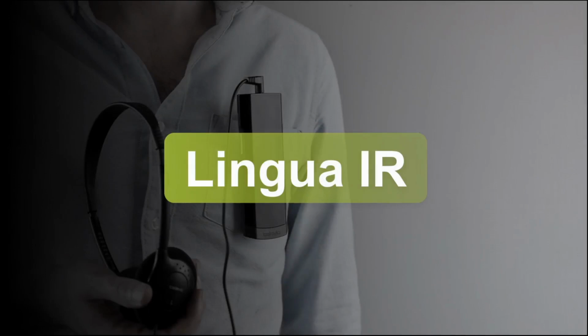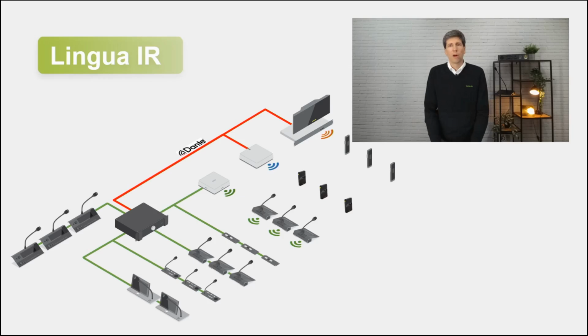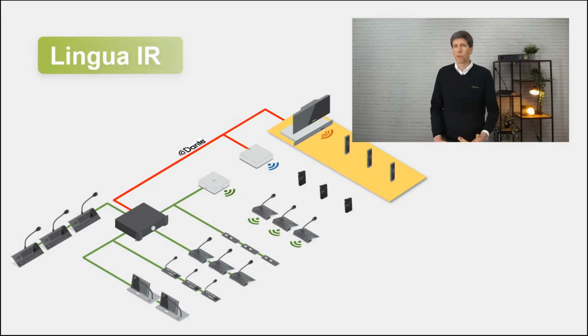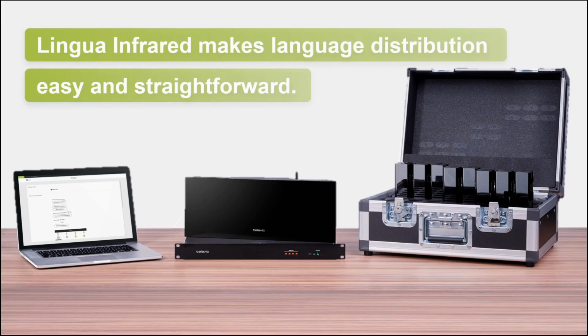All right, so this brings us to another way of doing language distribution, and this is Lingua infrared. Lingua infrared can also be connected through Dante with our central unit. It makes it easy for participants to receive up to 40 channels or 40 languages on a small and beautiful pocket receiver. The system consists of a transmitter, a radiator, and then the pocket receivers that can be charged in a charging tray, as you see here.